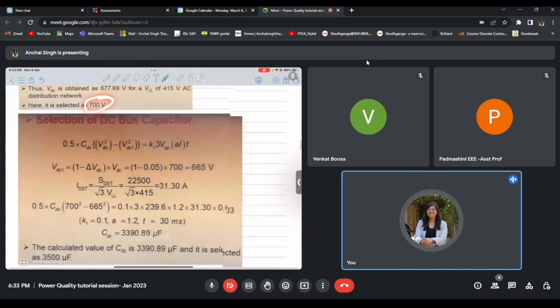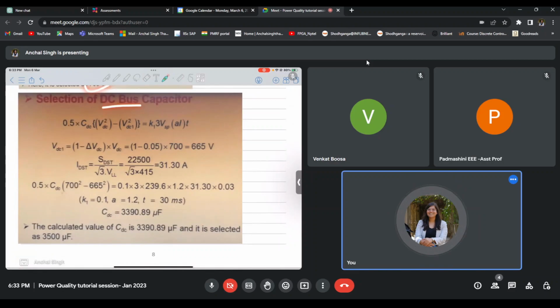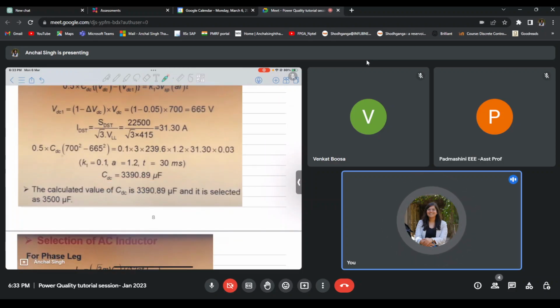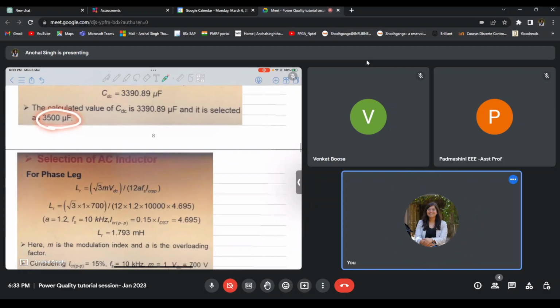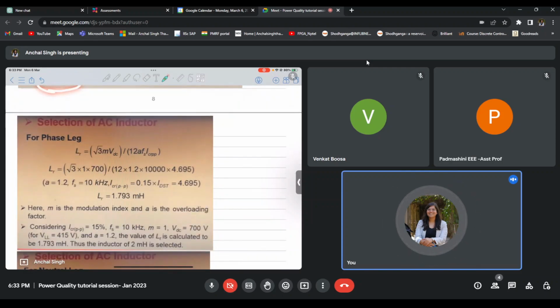Now, let us look at the selection of DC bus capacitor. Again, we have done the energy conservation. Half CV square is equal to the transient power that we need to supply during any kind of transient faults or load or transient condition. So that is this equation. And based on this, we can find the value of capacitor and we'll take the nearest value which is available, that is 3500 microfarads.